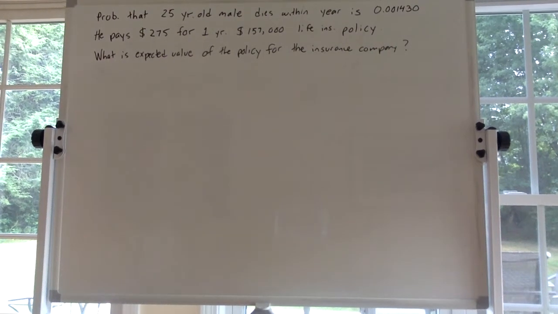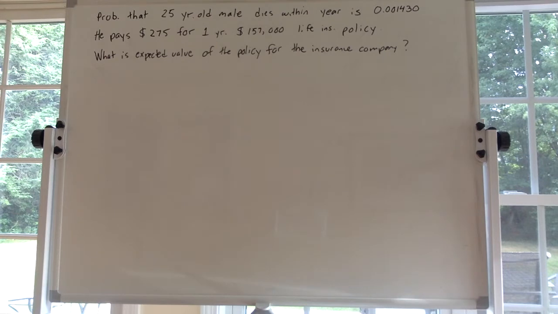Okay, in this problem, this is an expected value problem. We have the probability that a 25-year-old male dies within a year is 0.001430. That's pretty small. That's good, right? He pays $275 for a 1 year, $157,000 life insurance policy. What is the expected value for the insurance company?